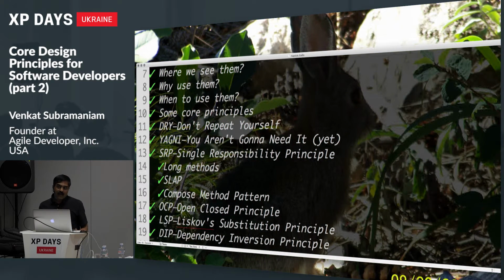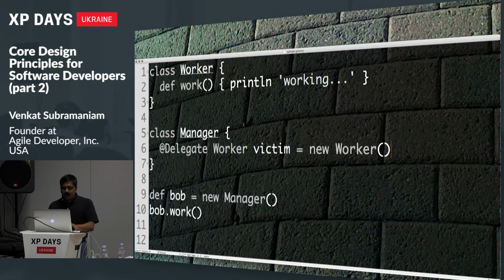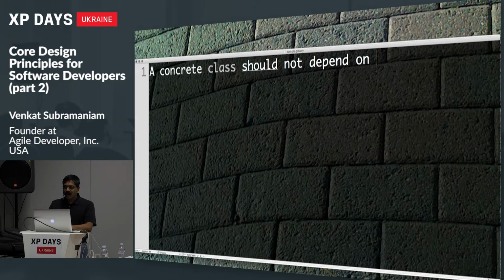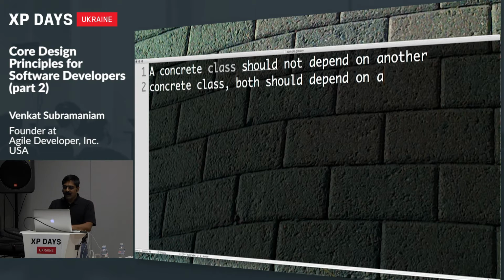The last thing I want to talk about is the dependency inversion principle. But I'm going to talk about dependency inversion principle even without writing a single line of code. Well, anytime you have used automated testing, you have used test doubles like stubs and mocks, chances are you have used dependency inversion principle. So what does this principle say? It says a concrete class should not depend on another concrete class. Both should depend on an interface or abstraction.